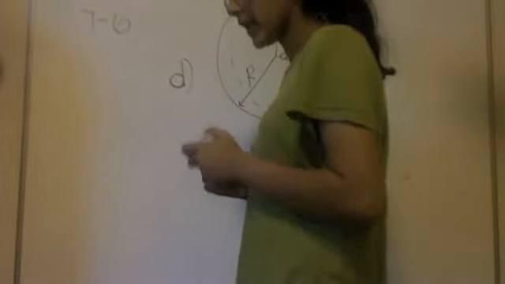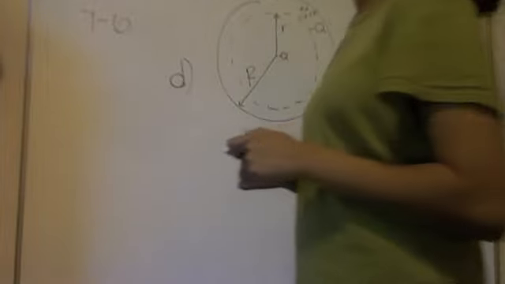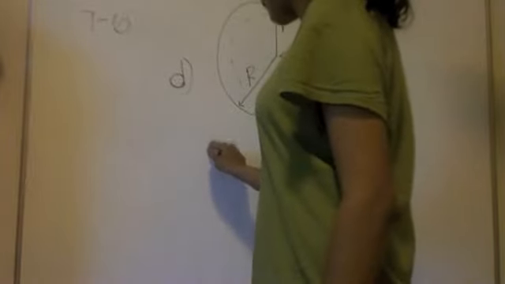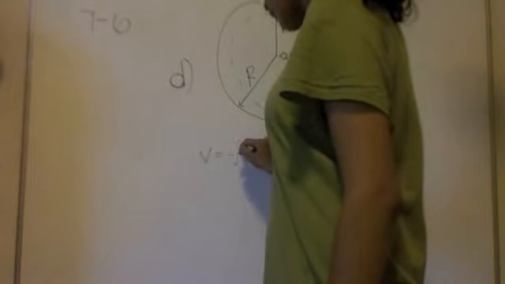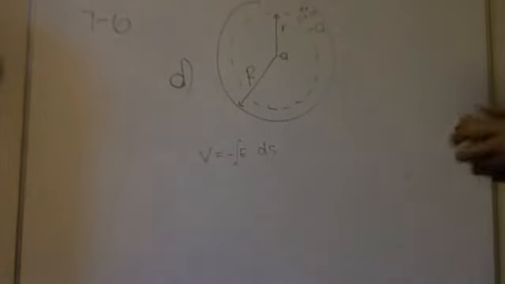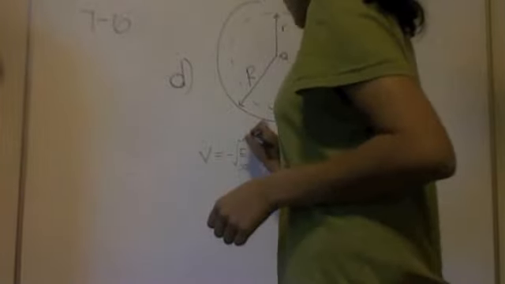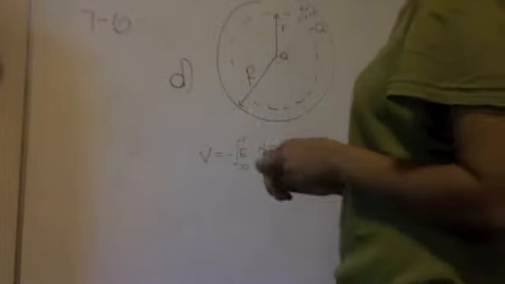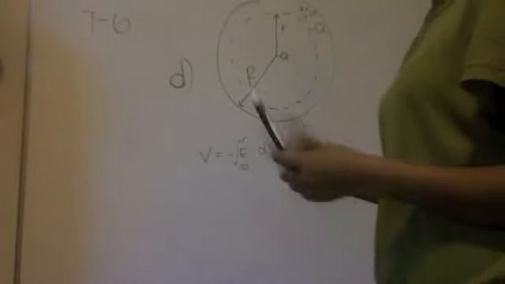Okay, so this problem is asking you to find the electric potential inside the sphere at a distance little r is less than big R from the sphere. So for this problem we're going to use V equals the negative integral of E dot ds. So now we're going to be taking electric potential from infinity to little r, so that's going to give us two separate integrals.